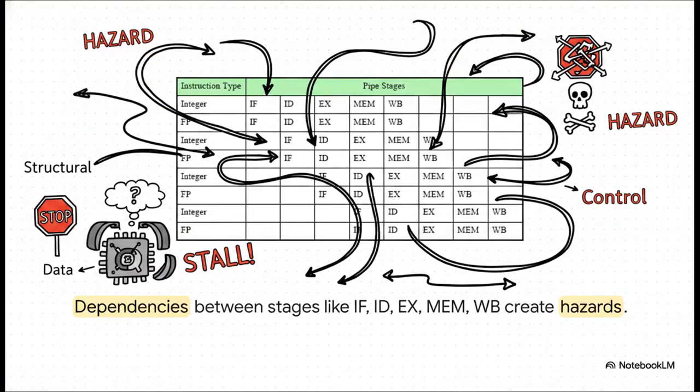Think of the instruction pipeline like a highly efficient factory assembly line. Instructions have to flow sequentially through specific steps. You've got IF for instruction fetch, ID for instruction decode, EX for execute, MEM for memory access, and WB for write back. But here's the catch. Dependencies between these instructions create what computer scientists call hazards. You've got structural hazards, data hazards, and control hazards. Essentially, when one instruction desperately needs the result of another instruction that hasn't actually finished yet, the pipeline has to stall. The CPU literally has to hit the brakes.